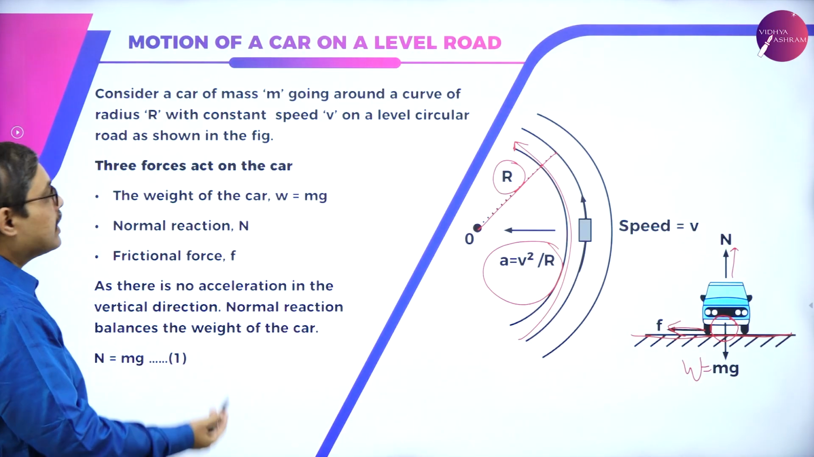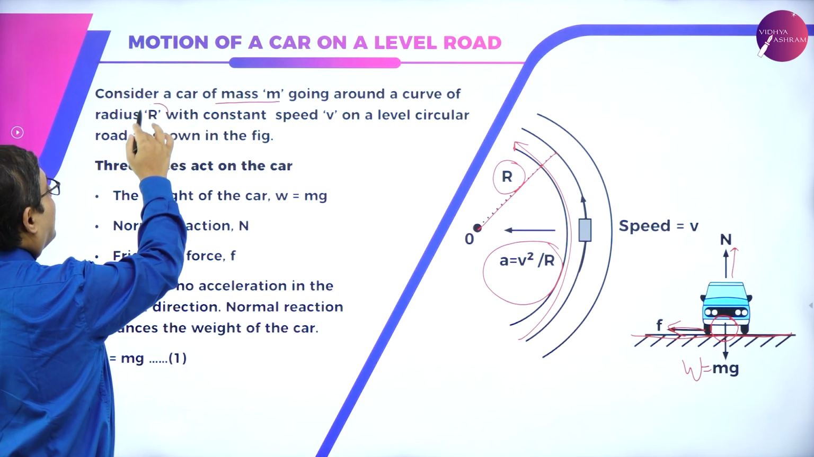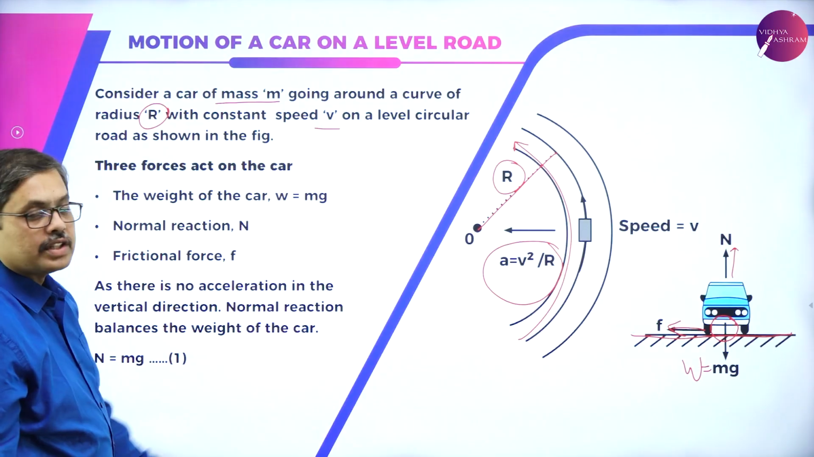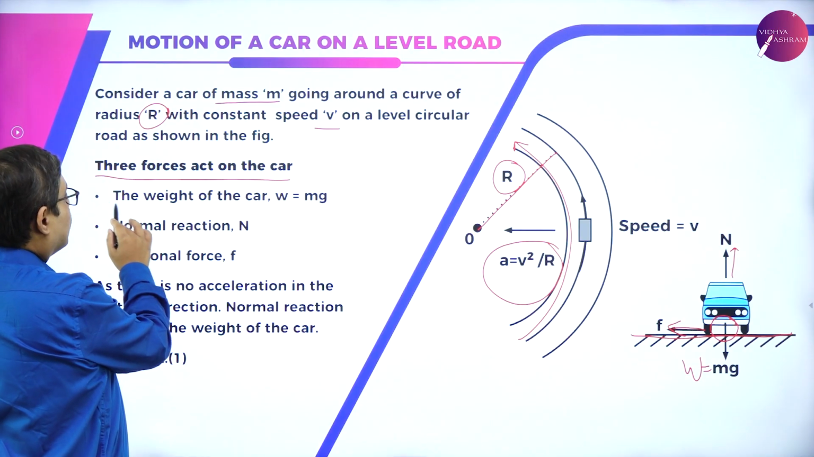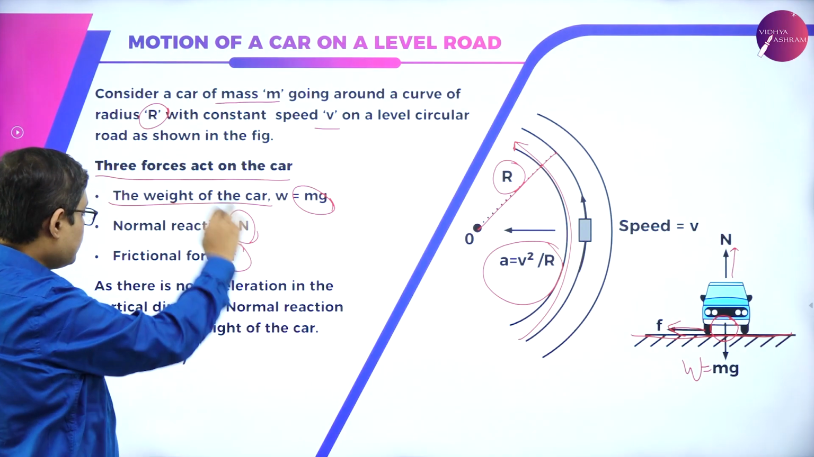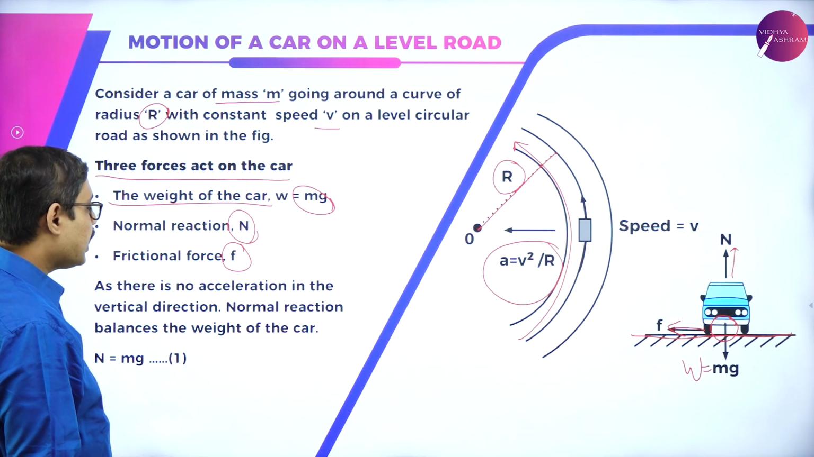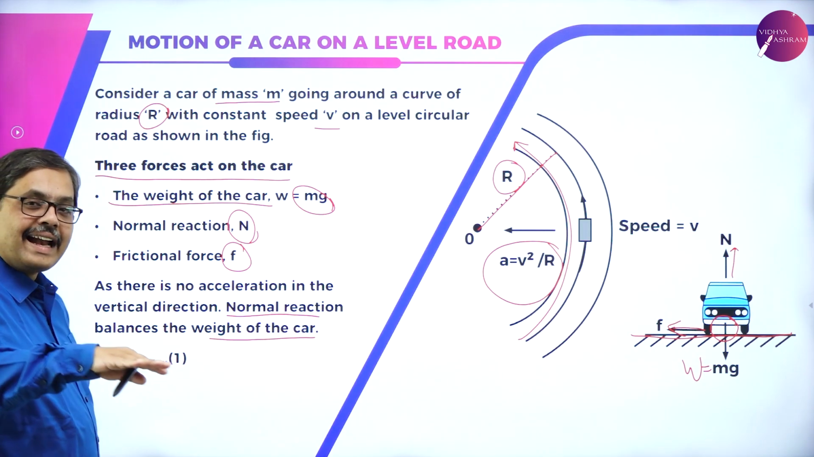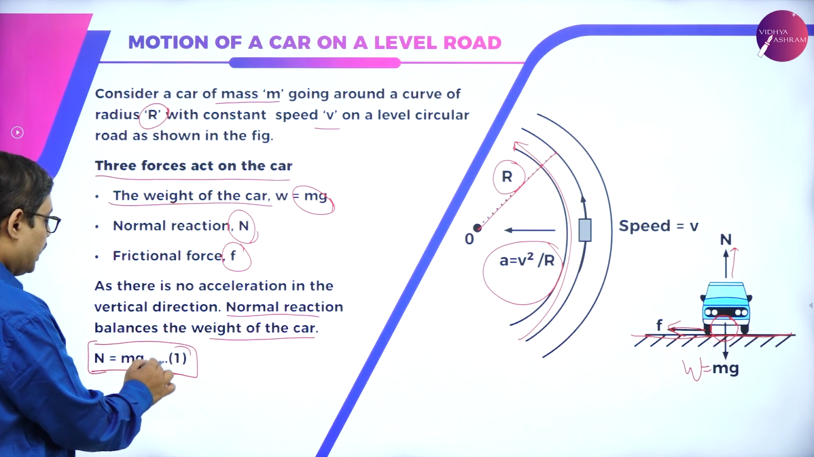Consider a car of mass m going around a circular path of radius r with a constant velocity v on a level circular road, as shown in the figure. Three forces, as I said, will be acting on the car: the weight of the car, which is mg, the normal reaction N, and the frictional force F. Since there is no acceleration in the vertical direction, the normal reaction balances the weight of the car. For a flat surface, normal reaction is given by m into g. Let this be equation 1.